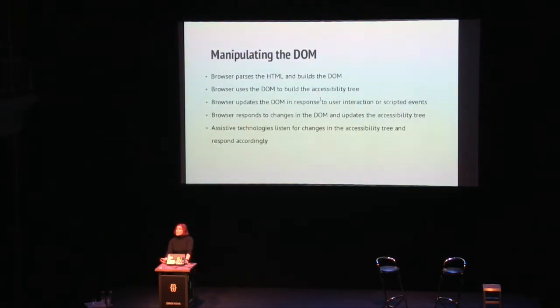So when we manipulate the DOM, this is what happens. The browser creates the DOM, it creates the accessibility tree. That gets updated in response to user interaction or perhaps by scripted activity. As soon as the DOM gets updated, the browser updates the accessibility tree, and assistive technologies through the APIs are listening for change events in the accessibility tree, and when they recognize that something's happening, they take that information and make it available to users. So in other words, the DOM is incredibly important in terms of accessibility for assistive technologies that use the APIs.